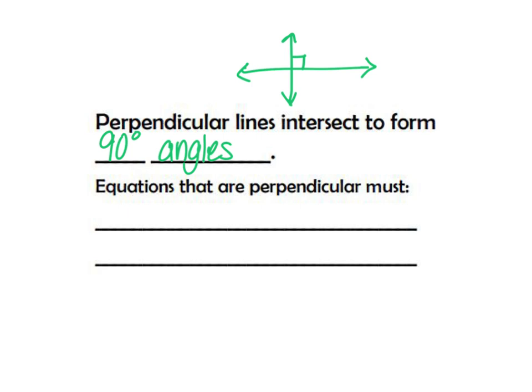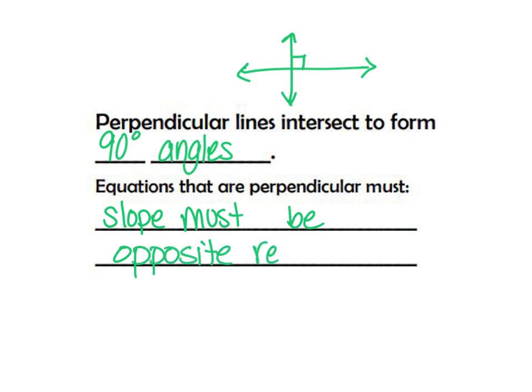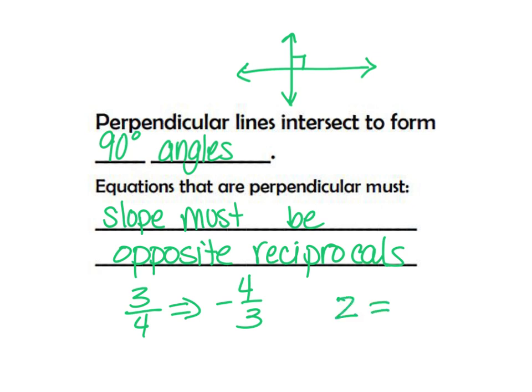Now, when we talk about the equations that are perpendicular, it's about their slope. So the slope must be, and this is kind of odd, opposite reciprocals of each other. What I mean by that is, let's say we have a slope of 3/4. The opposite reciprocal of that is -4/3. Remember, the opposite is changing the sign. The reciprocal is flipping it. So if we have just 2, the opposite reciprocal of that would be -1/2, and so on and so forth. We'll look at a few of those today.